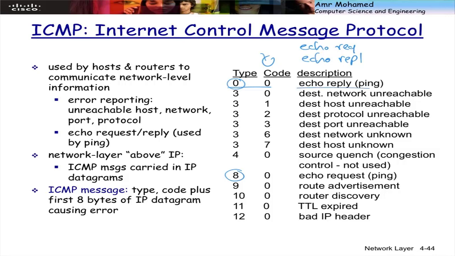So echo reply means that everything is fine. This is the happy path. Everything else is an error for error reporting. Error reporting has levels: there is network unreachable, host unreachable, port unreachable, protocol unreachable.